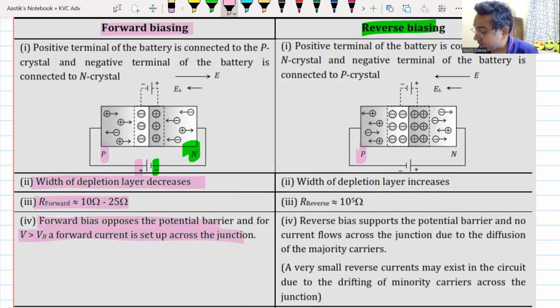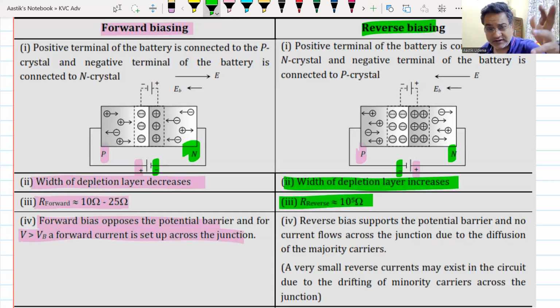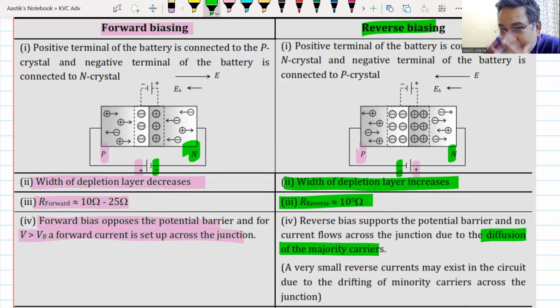Here on the other side, P is connected to negative and N is connected to positive. The width of the depletion increases, forward resistance is more. There is potentially no current, diffusion current because of the majority carrier, but drift current can exist. You have 2 minutes to note it down.